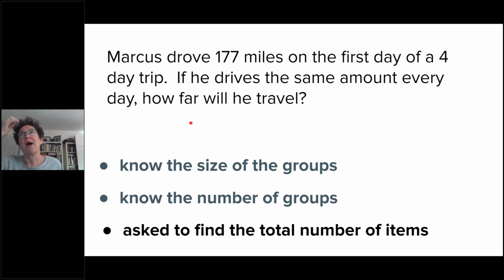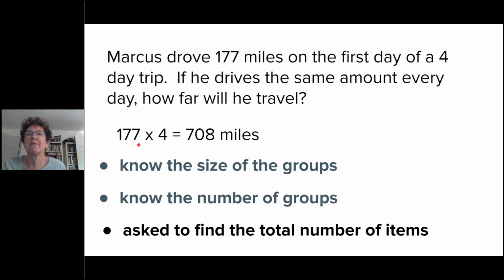We know if we're trying to find the total, we are going to be doing a multiplication problem. What multiplication problem are we doing? 177 miles times 4 days will give us the total distance that he traveled. So 177 times 4 equals 708 miles. So Marcus drove 708 miles on his 4-day trip.